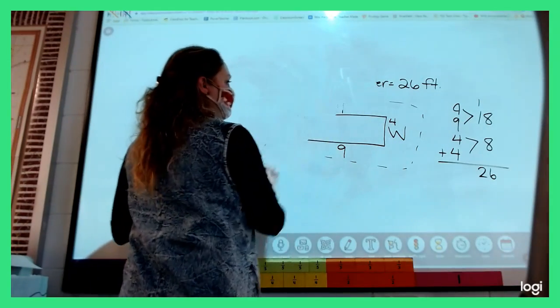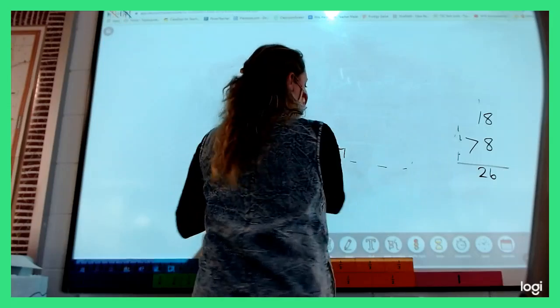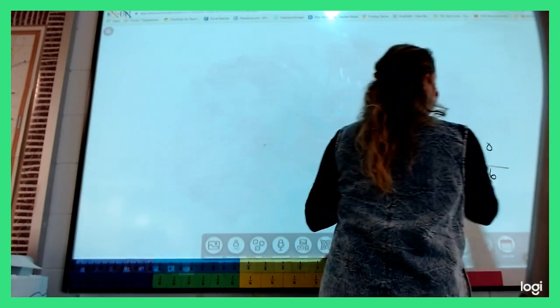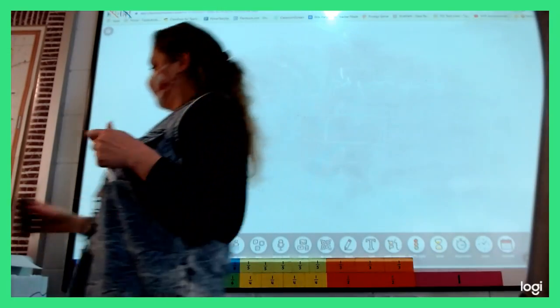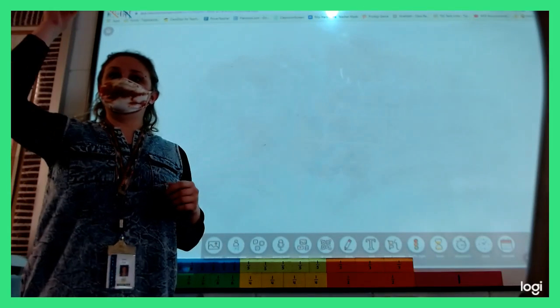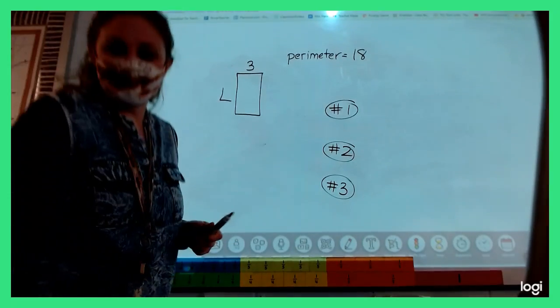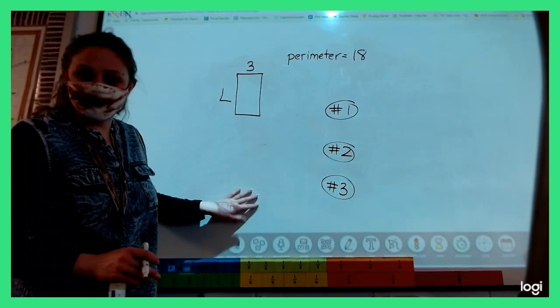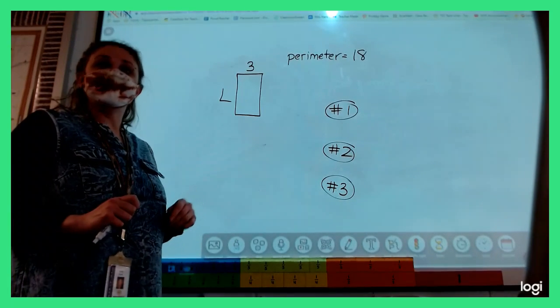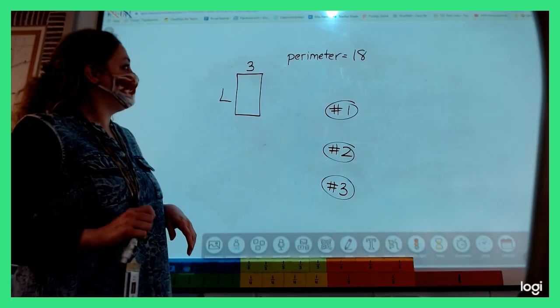All right, erase your board. We're going to do one more of these right now together. All right, markers in hand. All right, here's our last warm-up problem, class. Make sure you copy this down. If you need a moment, you can go ahead and pause.